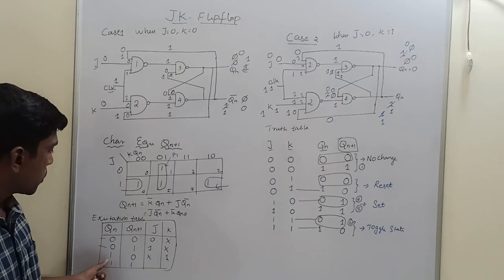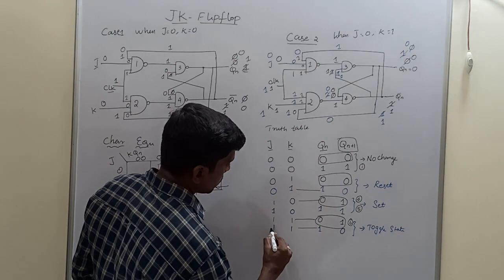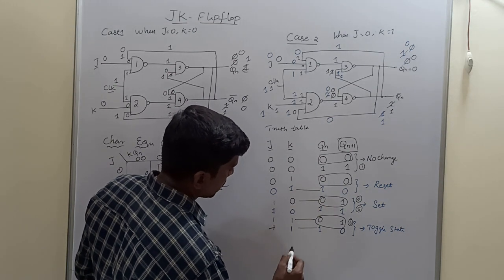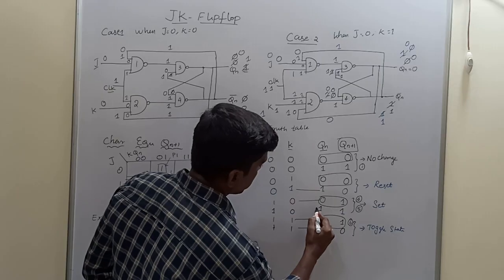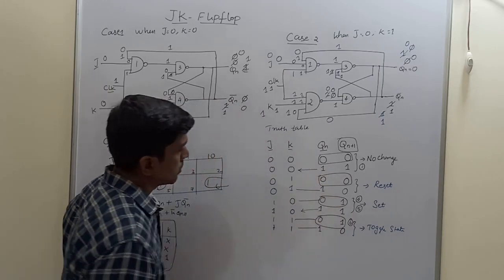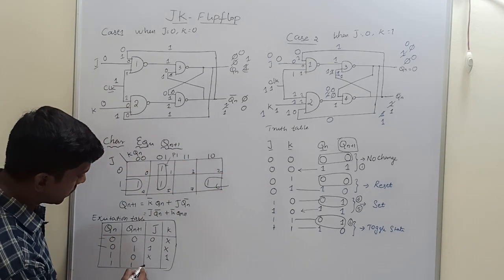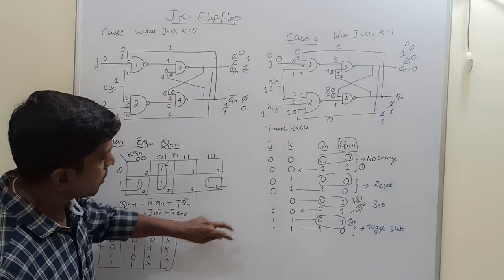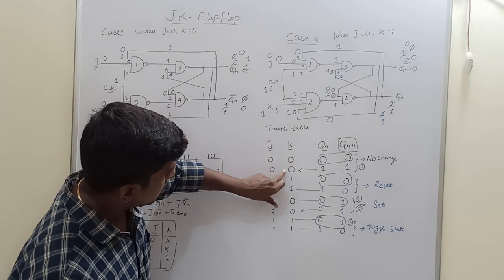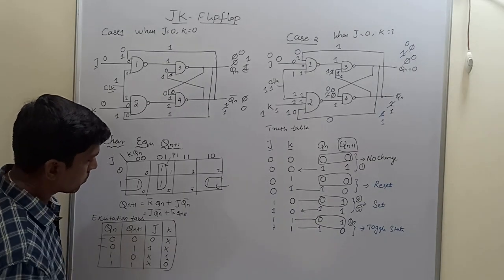Then the final one, Qn and Qn plus 1, both the values are 1. So let me take this one and this one. Here the J value is 0, 1, so 0, 1 means just put don't care. Then 0, 0, so I just write here 0.